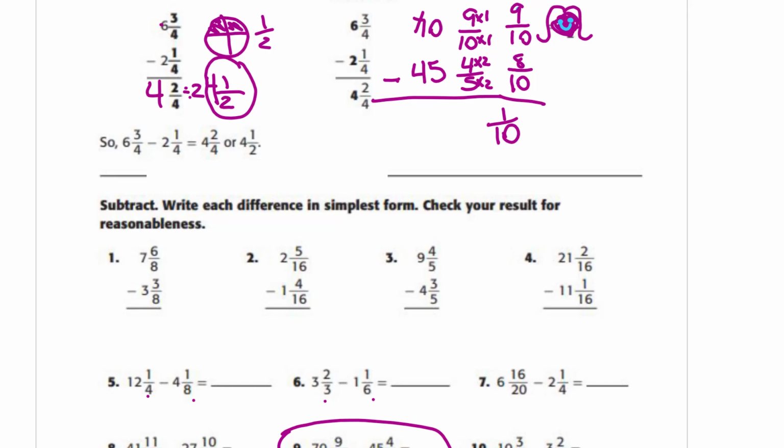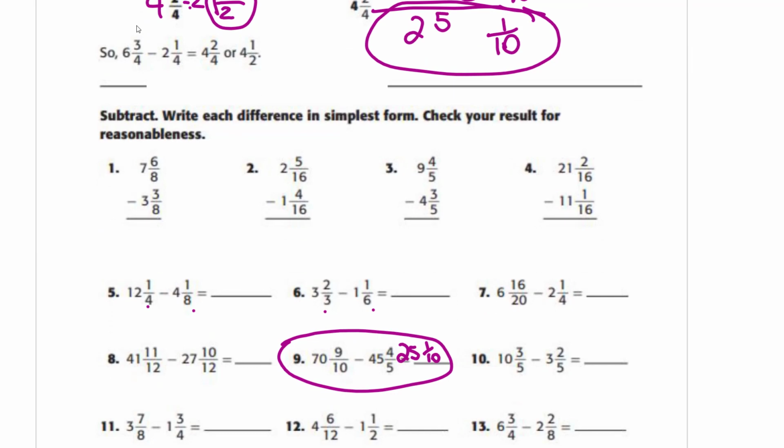Okay. So we cannot take 5 out of 0. So I'm going to have to borrow from the 70. So it's going to be 60 right there. And I'm going to need to make this 10 ones. Okay? So now 10 minus 5 is 5, and 6 minus 4 is 2. So my answer for number 9 is 25 and 1/10. Okay? So we can come down there and write it in, 25 1/10.